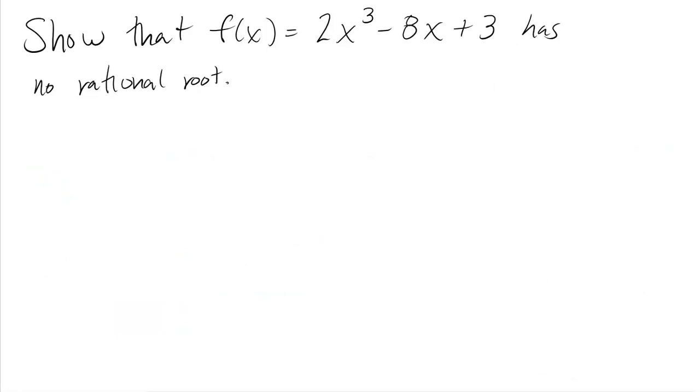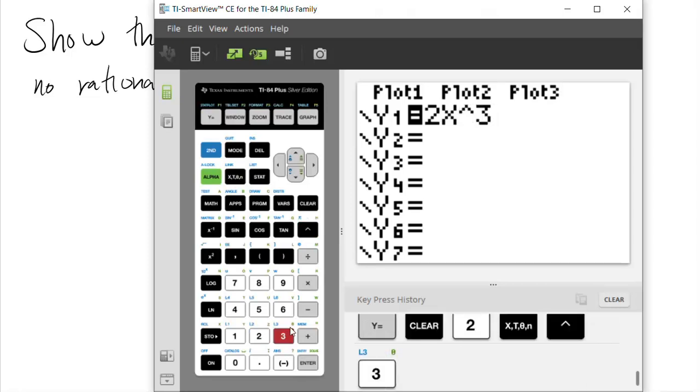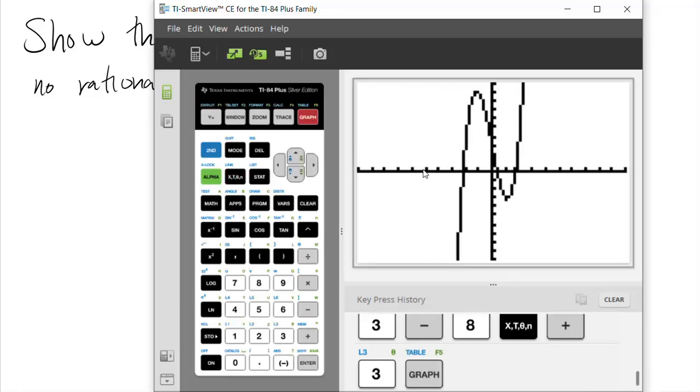Let's graph that left side in the calculator. Clear out my old function. 2x cubed minus 8x plus 3. When you graph this, you see that there are actually 3 solutions.